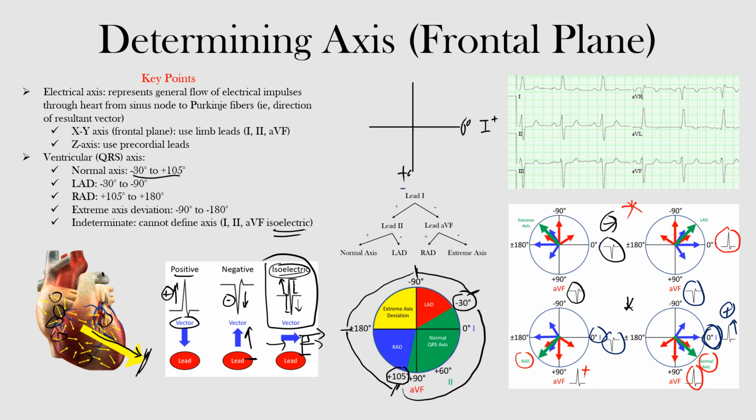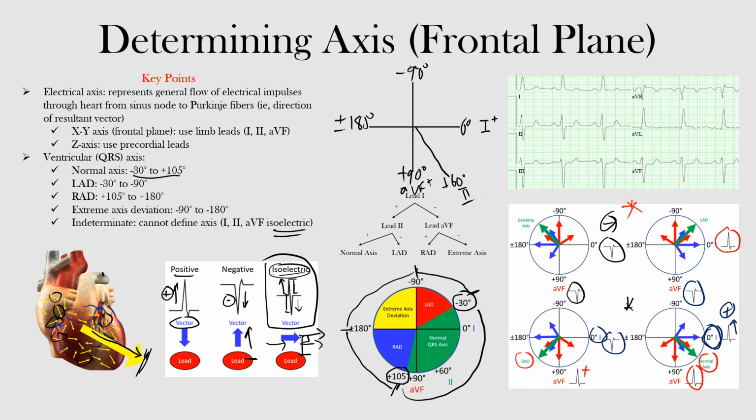This is positive 90 degrees, where the positive end of AVF sits. This is plus or minus 180 degrees, negative 90 degrees. And then remember, we have lead 2 that sits here at positive 60 degrees. So this is the same approach you can use when you're finding the axis just in regular practice.